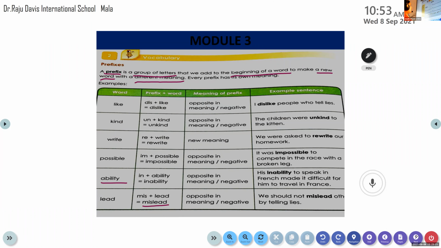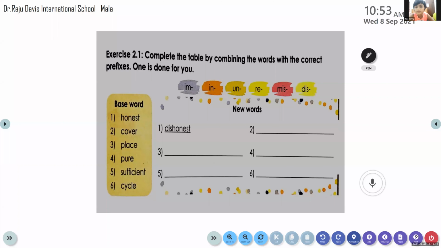Thank you. Let's try the next examples. In exercise 2.1, we have to complete the table by combining the words with the correct prefixes. The base words are given here in the column: honest, cover, place, pure, sufficient, and cycle. The six prefixes are given on top. So we need to choose one and write the answer. Sometimes two also can be used with a single base word.